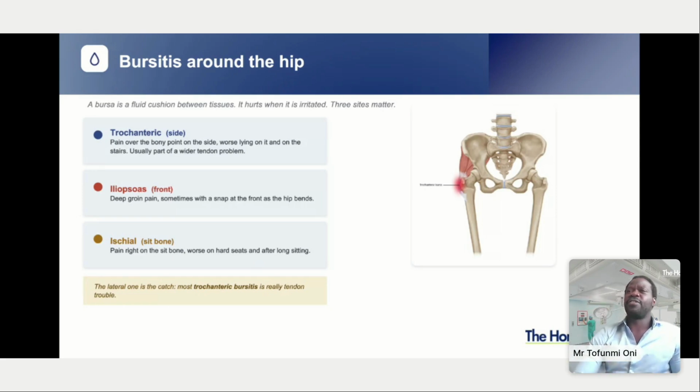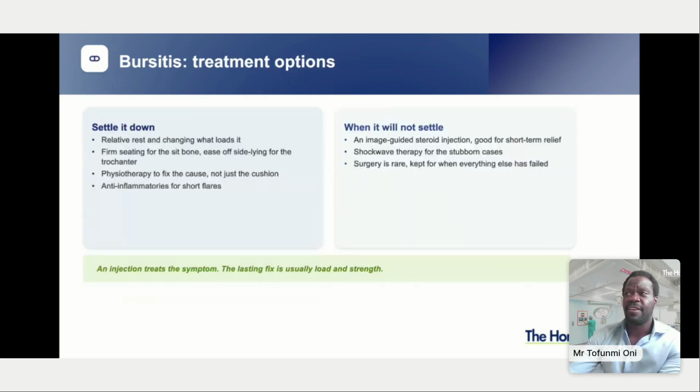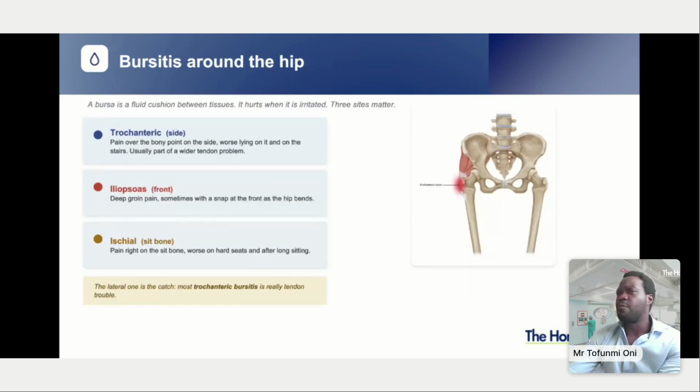Then the next type of bursitis, we would say, is iliopsoas. Now, the iliopsoas is a type of tendon that runs over the front of the hip and has a corresponding bursa. And I think the next slide will actually show where this is. We'll find it in a moment. And the ischial bone, which is around the back of the bone of the buttock where individuals sit on, that also has a bursa.